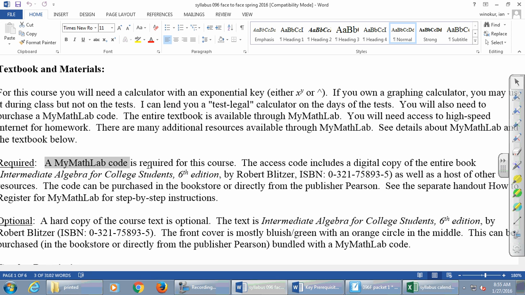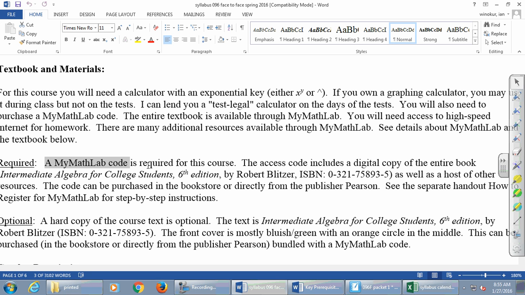I will say that, does anybody happen to know how much a My Math Lab code costs right now? About 100? That was about what I thought it would be. It is in lieu of a textbook, so it's not $100 plus go out and buy another $100 textbook. It is the textbook and a whole lot more.